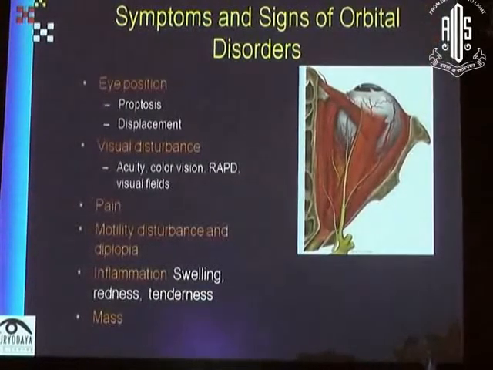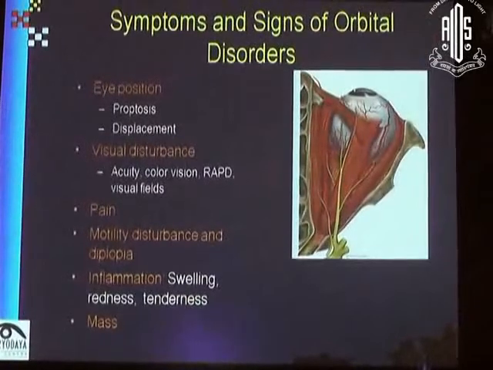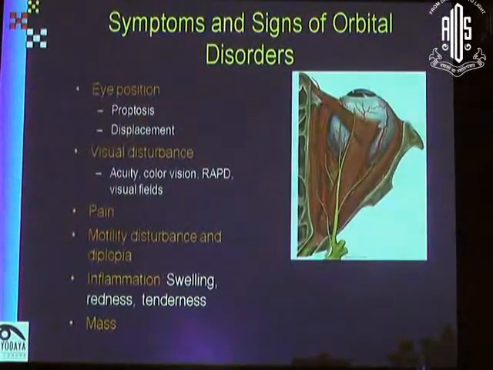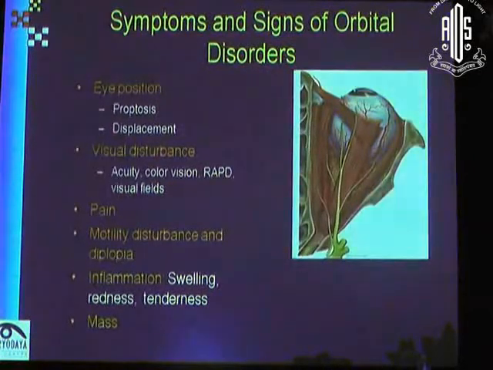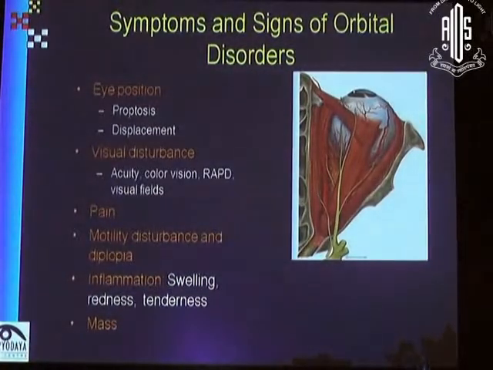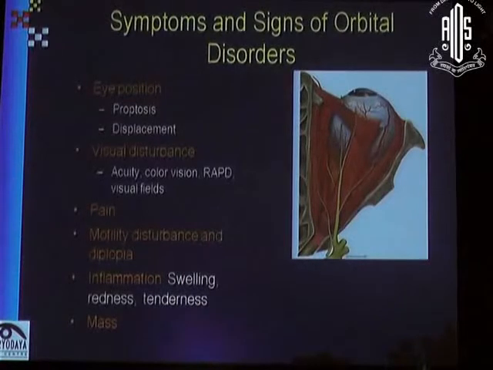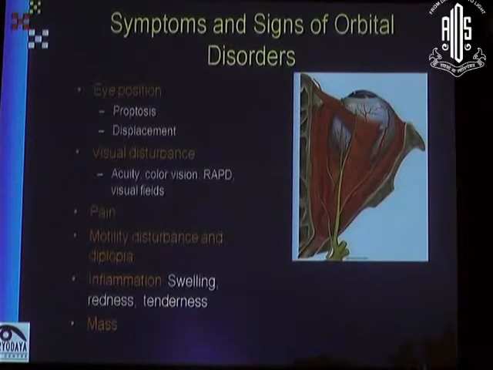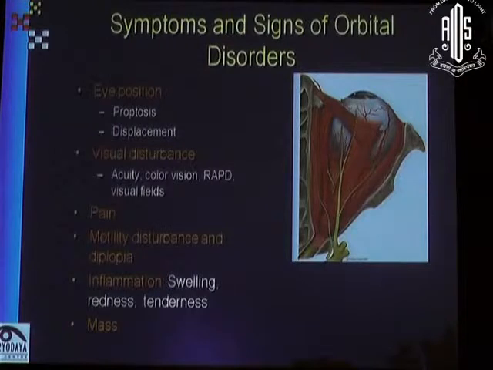The symptoms and signs of orbital disease basically stem from the structures that are involved. Eye position is changed because of displacement, or if it's an excitation, then it leads to proptosis. Visual disturbances occur because of either compression or direct involvement of the optic nerve. Pain occurs because of involvement of the sensory nerves, or sometimes infiltration of tumor into the sensory nerves. Motility disturbance and diplopia result from involvement of the extraocular muscles. Inflammation would lead to swelling, redness, and pain. And sometimes you can even come across a mass lesion that you can palpate, and that helps you come to a diagnosis.